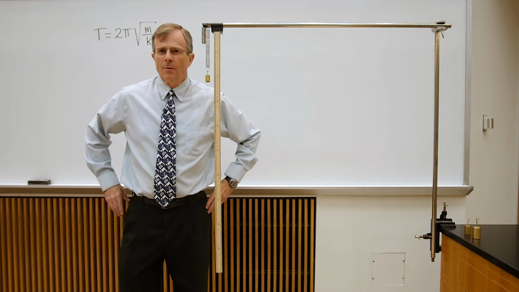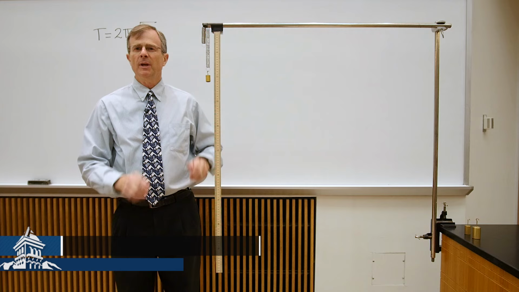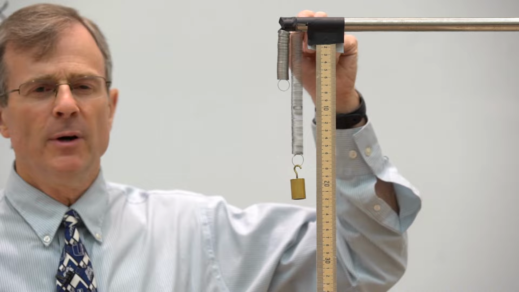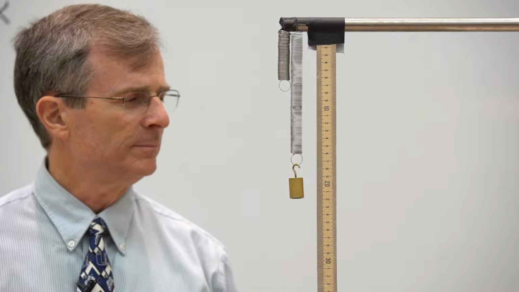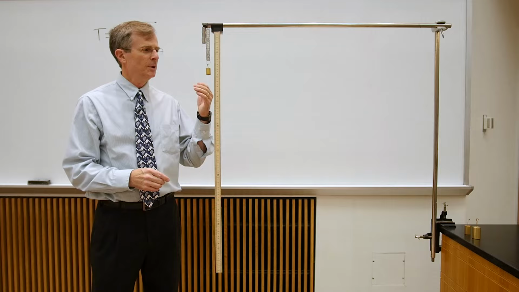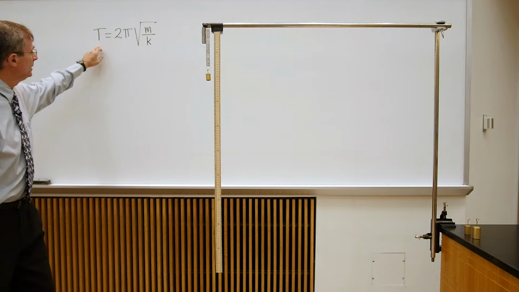I want to illustrate simple harmonic motion using a mass spring system. We're suspending the mass from the spring, and the other end of the spring is attached to a fixed rigid object. The period of the motion is the time required for one oscillation. So it's the time between booms. And that's denoted by T in this equation.